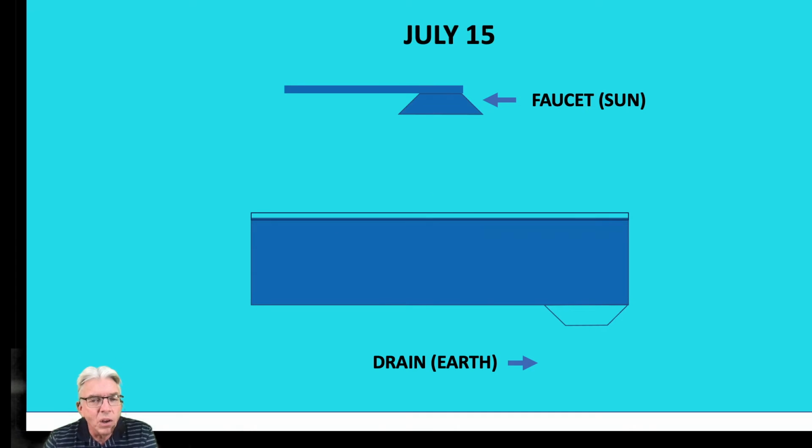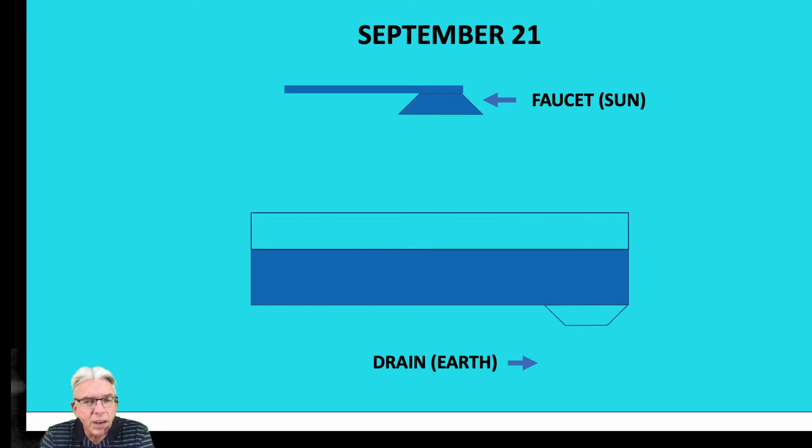So let's move things along to about July 15th. And at this point in time, the bathtub water level is at its peak, and the drops are of equal size. And so there's as much coming in as there is going out, and so there's a balance there, and the water level peaks. Now, we go to September 21st, on or about the first day of fall, and at this particular point in time, the water level has come down, as you might expect, and that water level represents the temperature of the atmosphere. And so now there's definitely more leaving than there is coming in, and so you would expect that water level to decrease.